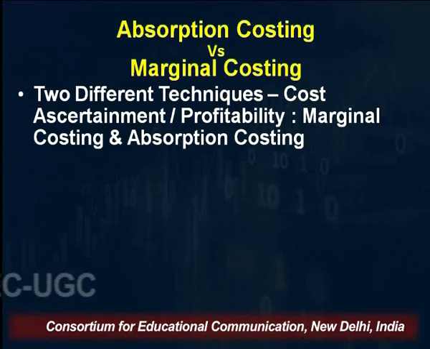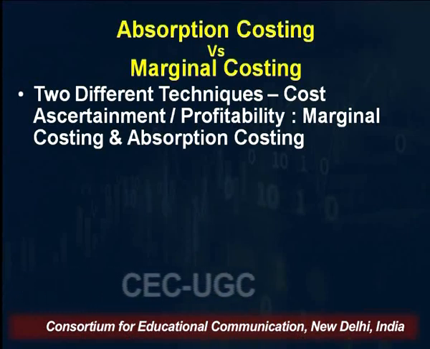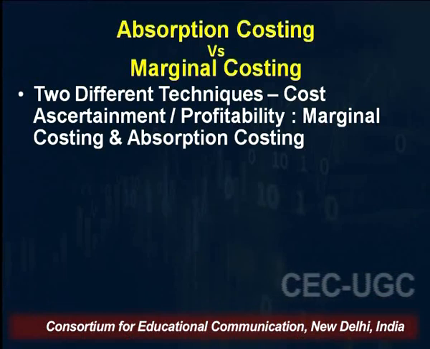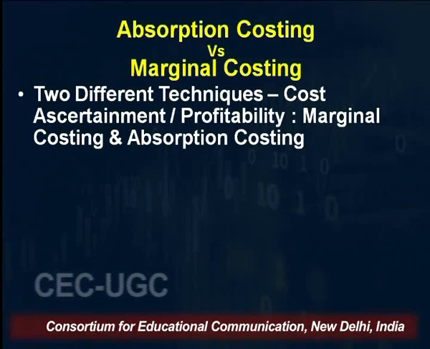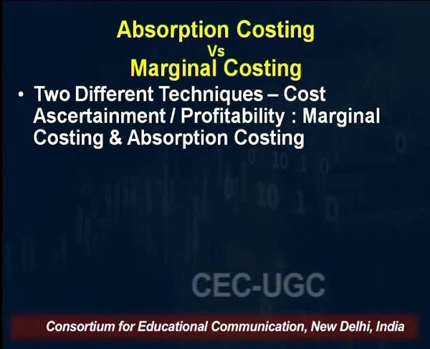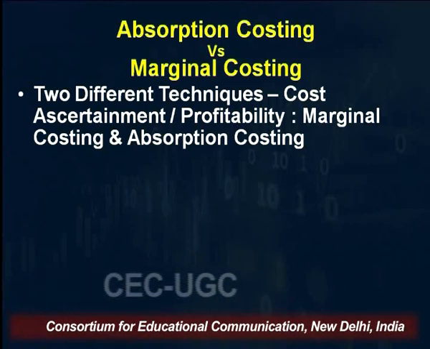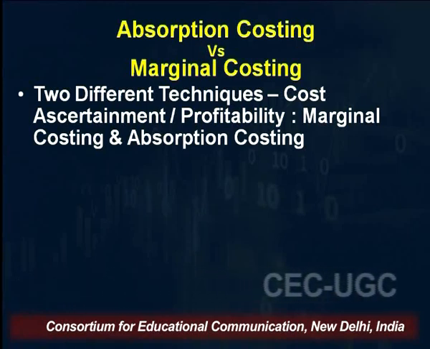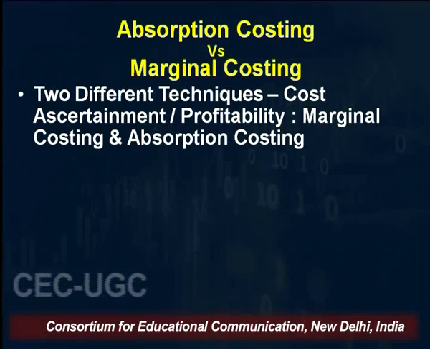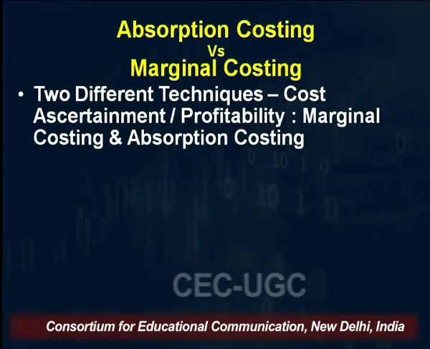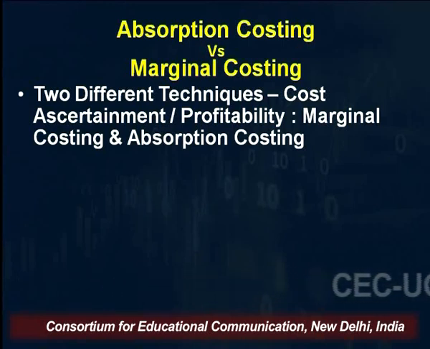Remember that these two methods are basically different techniques. They are called different techniques or methods for what? For estimating cost or profitability. So when I say absorption costing or marginal costing, these two have a similarity. They belong to a category of technique. These two are different techniques, and they are basically used for either ascertainment of cost or for calculating the profitability. So either I say marginal costing or I say absorption costing, these two are basically categorized as a technique for ascertainment of cost and profitability.